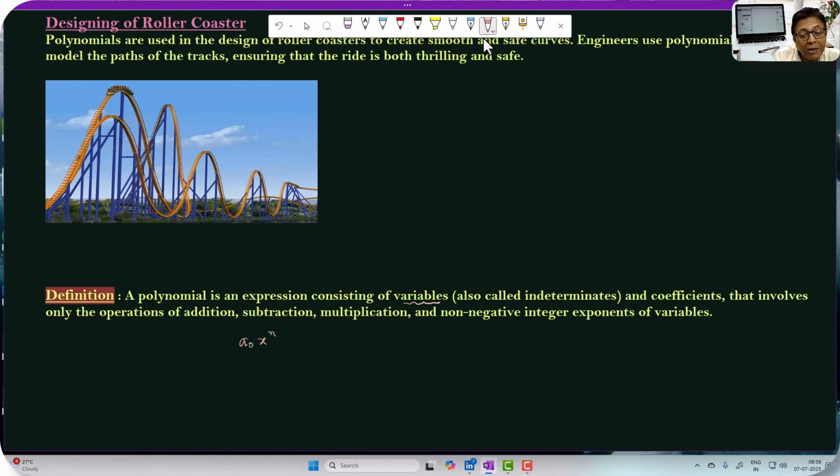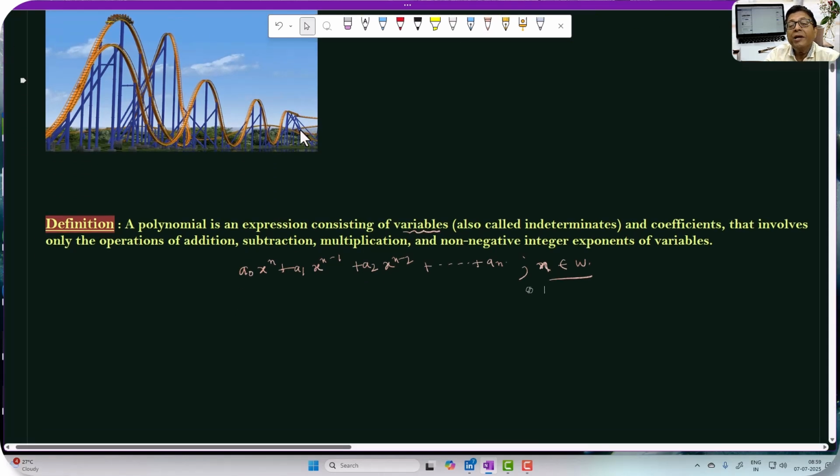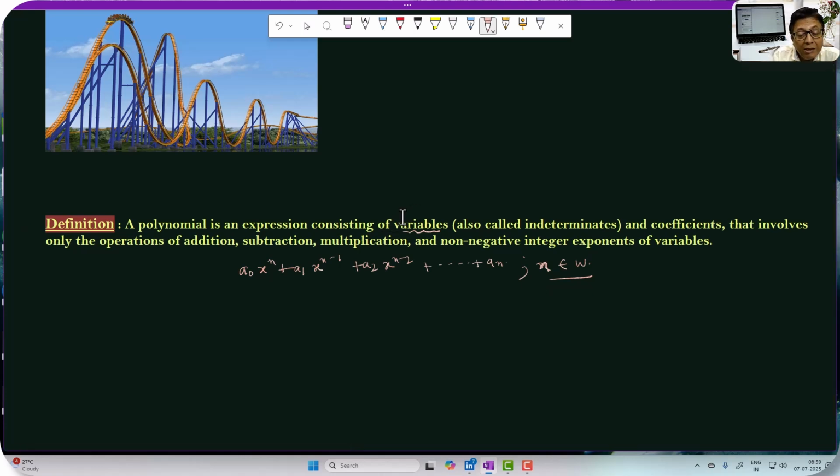a0 x to the power n, a1 x to the power n minus 1, a2 x to the power n minus 2, up to an, where n will belong to the set of whole numbers. n must belong to the set of whole numbers. Different types of polynomials will be there depending on the values of n. That I will definitely explain.